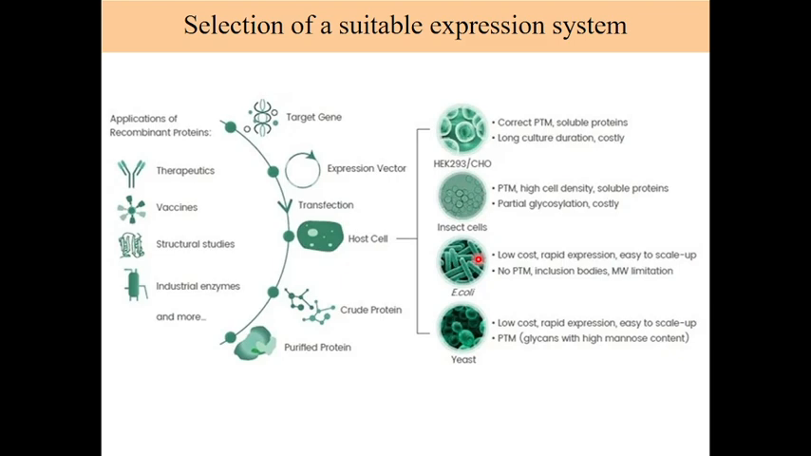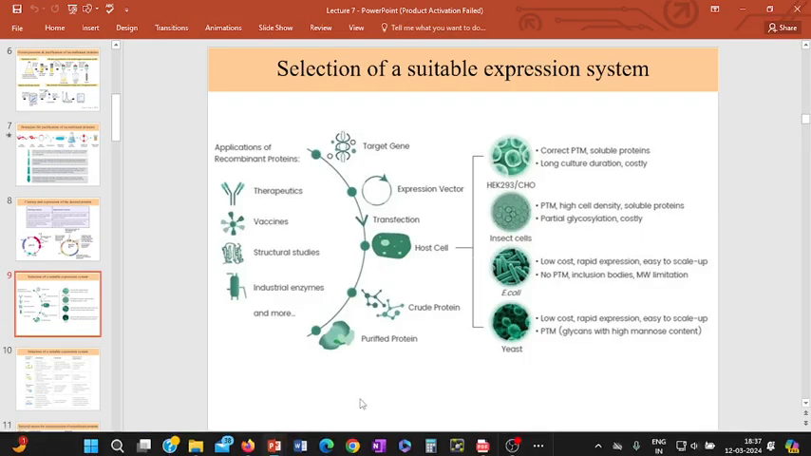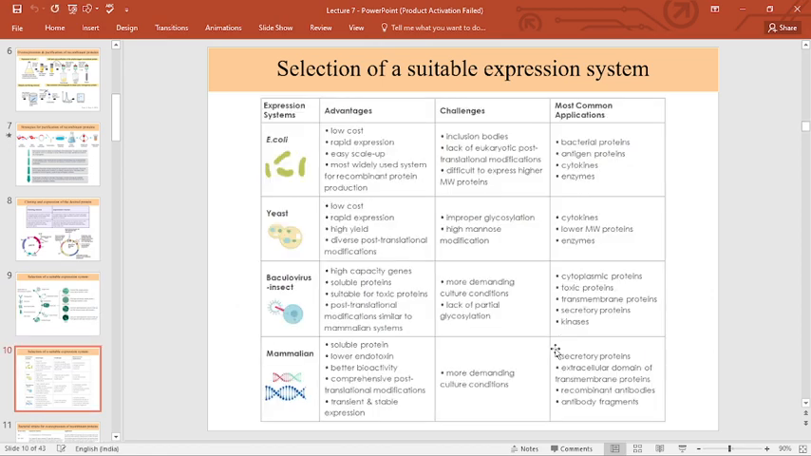If the protein is going into inclusion bodies, it becomes insoluble, and that becomes a big problem. Again, the molecular weight of the protein is also a limitation, so you cannot go for very big proteins using E. coli. And then there is yeast. Only some post-translational modifications are allowed in yeast cells. It is low cost and easy to scale up.